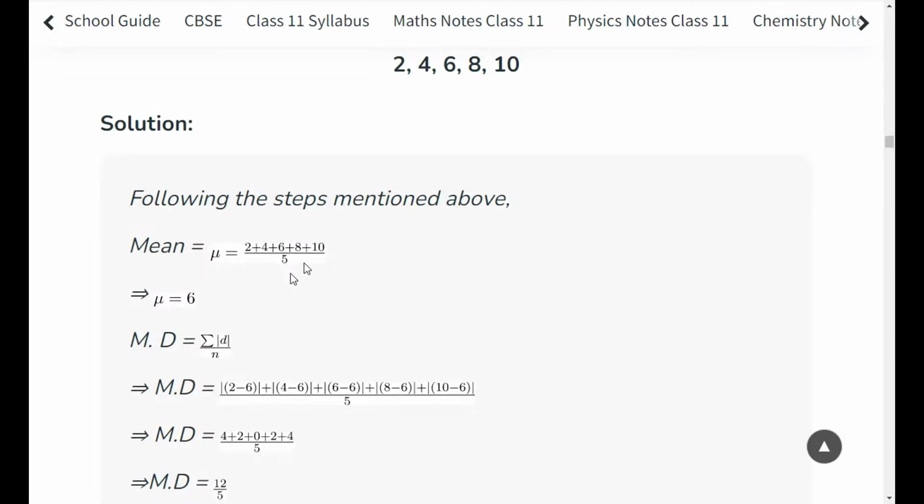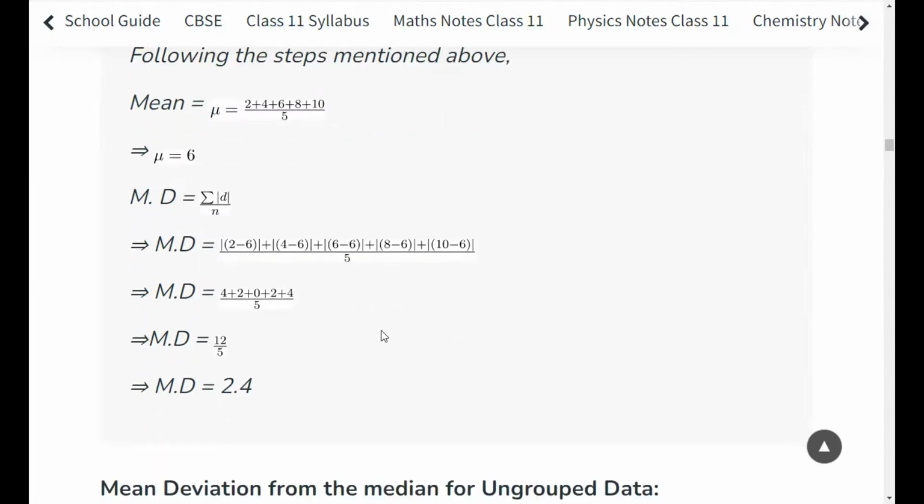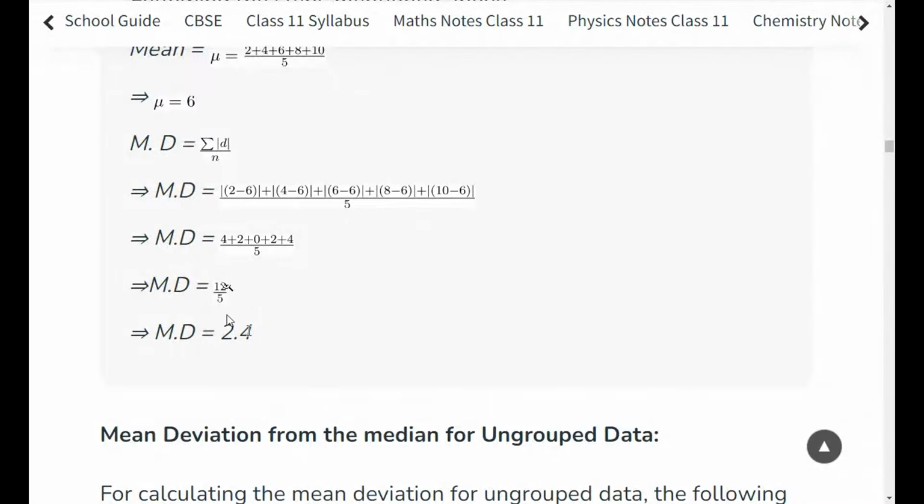Then we will have the mean as 6, that's mu, and then MD, that is the mean deviation, equal to summation of d divided by n. What does summation of d mean? It means the individual values being subtracted from the mean value. Individual elements are 2 minus the mean 6, 4 is your individual element minus 6. Like that, all the values will be taken up, and definitely we will be dividing by the count of values we added, and you'll be getting 12 by 5, which is 2.4. That will be your mean deviation.